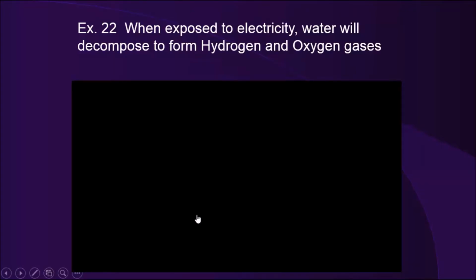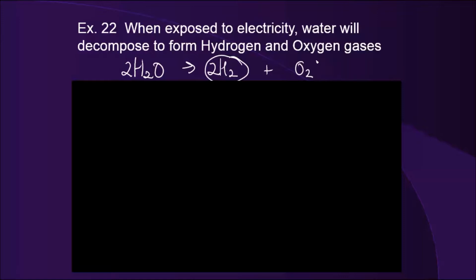All right, so why do you get twice as much hydrogen? Because let's look at a balanced equation. What is water breaking down into? Hydrogen gas and oxygen gas. But when you balance it, what happens? You get twice as much hydrogen as oxygen. And that's why you had twice as many bubbles. That's why you had twice as much gas being produced.